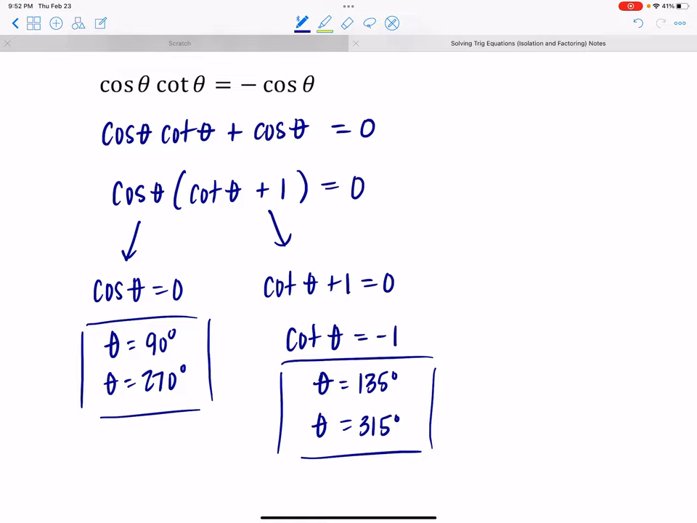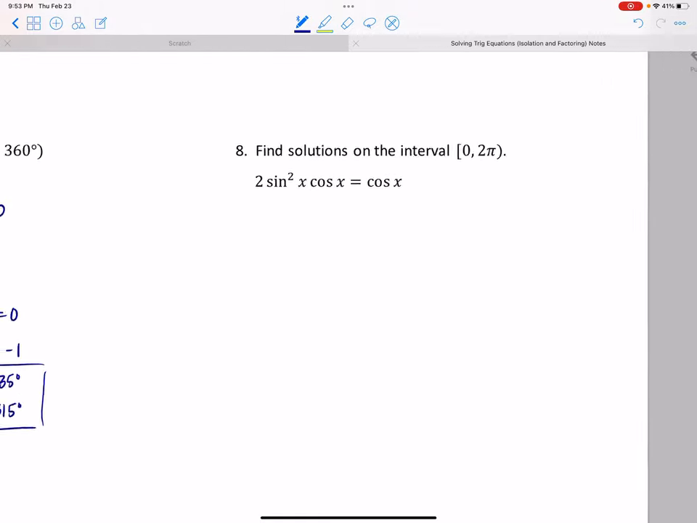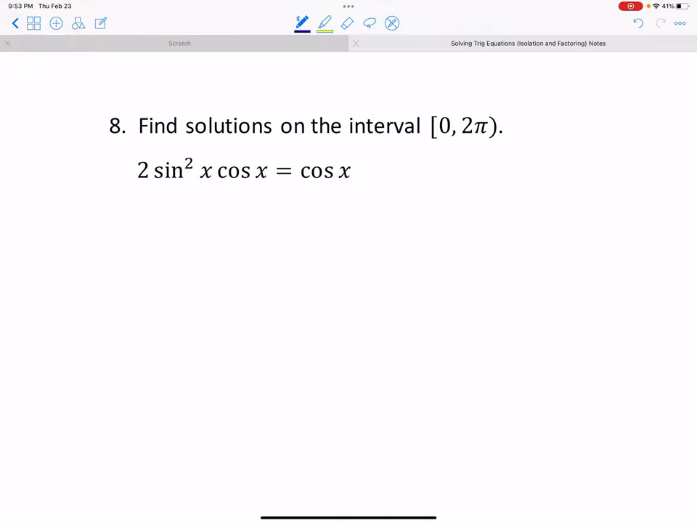Okie doke. Not too bad. Good, we're making good time. Okay, last one. And again, if you're feeling confident, pause the video, try this, see if you can do it yourself. We're going to find the solutions on the interval from 0 to 2 pi, so back to radians.